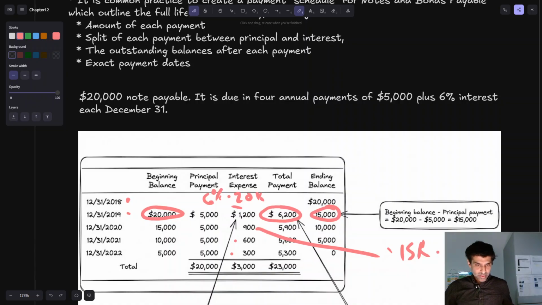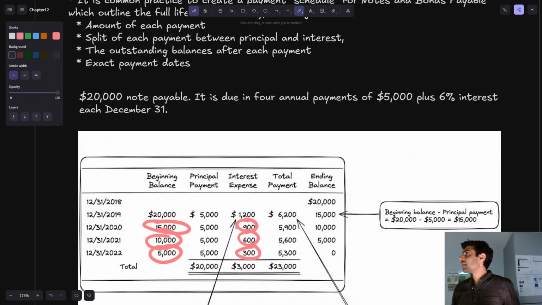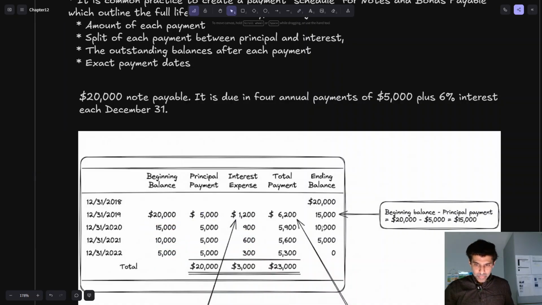So really, if you wanted to generalize this, this is equal to whatever the beginning balance was times the interest rate. So 15,000 times 6% is this, 10,000 times 6% is this, 5,000 times 6% is this. Make sense? So you see how maybe you're gonna have some Excel functions, formulas that are going to result from this? Yeah? Okay, good.